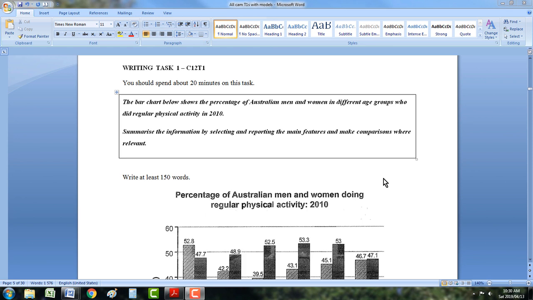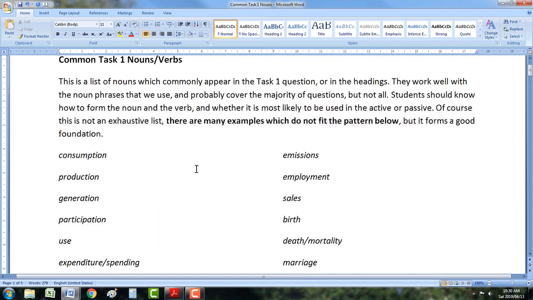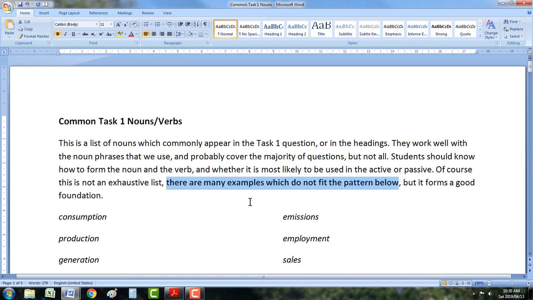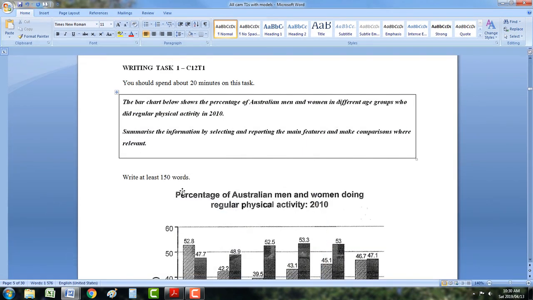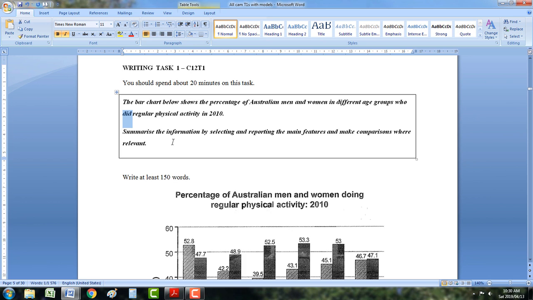The main reason for this video is what to do when this noun phrase system doesn't work. A lot of students have asked me. We've got noun phrase 1, 2 and 3, but sometimes that system doesn't work. If you remember in this document over here, I said there are many examples which do not fit the pattern below, so we need to start figuring out how to deal with that. This is a good example because in this one the main verb is did. It's very difficult to work with did. You're not going to use did or doing as your main nouns. So what do we do in this situation?